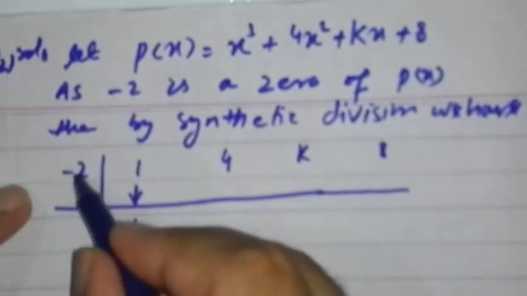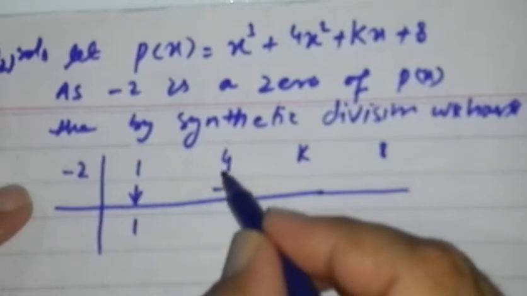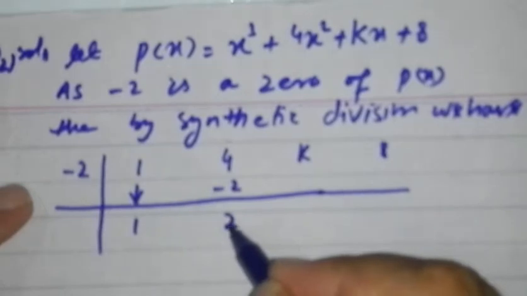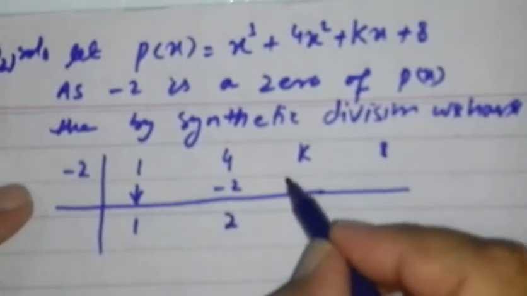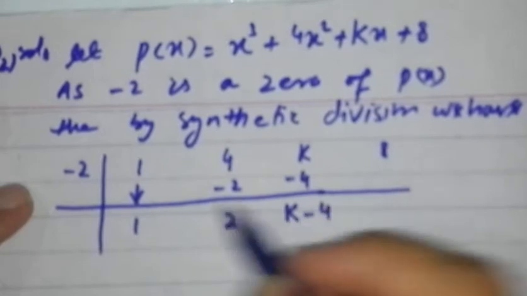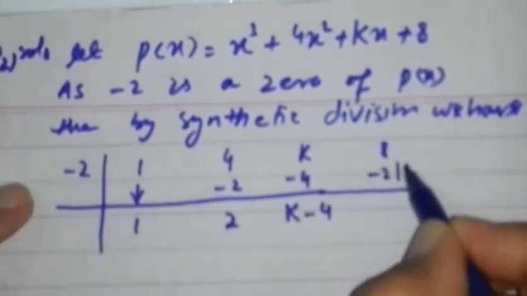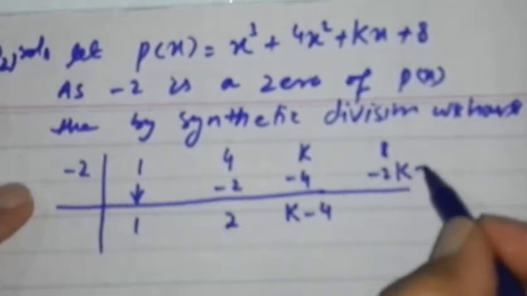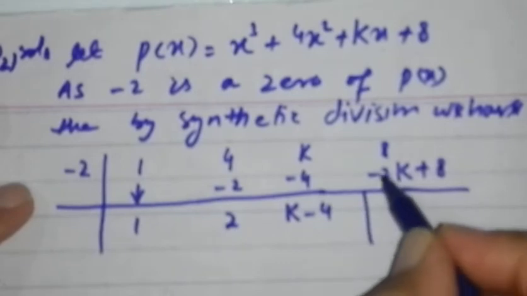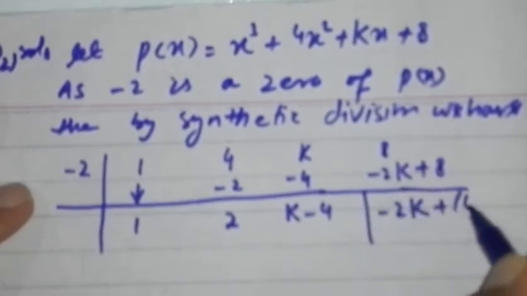Take this one down. Now minus 2 into 1 we get minus 2. Add these two, 4 minus 2 we get plus 2. Now minus 2 into 2 we get minus 4. Add these two we get k minus 4. Now multiply this minus 2 with k, we get minus 2k, and minus into minus plus we get 8. Add these two, so we get minus 2k plus 16.